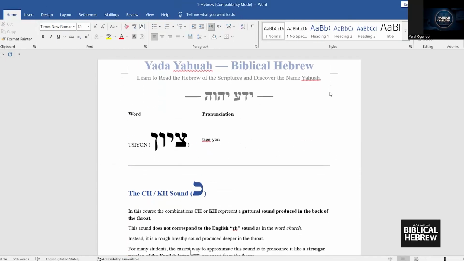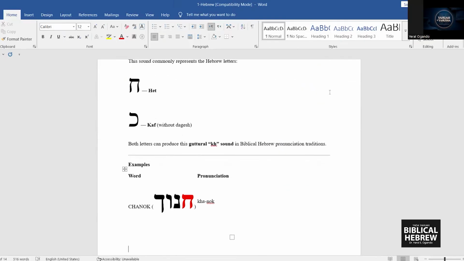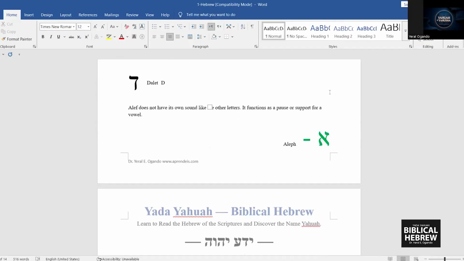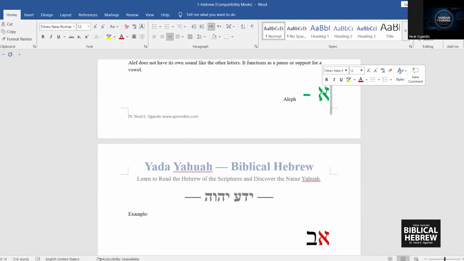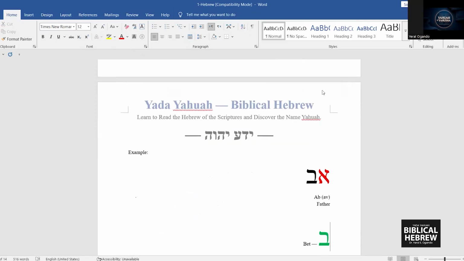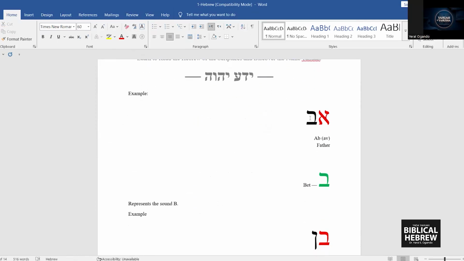Let us go back to lesson number 1 so we can practice with a few words. We have Alef, okay? And for Alef, we have the example Ab, because that's Alef.